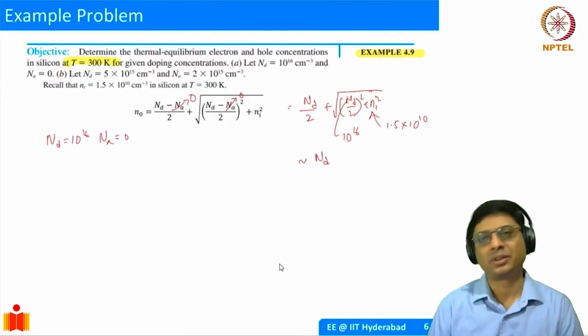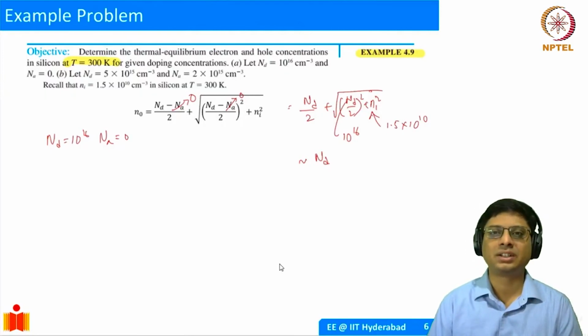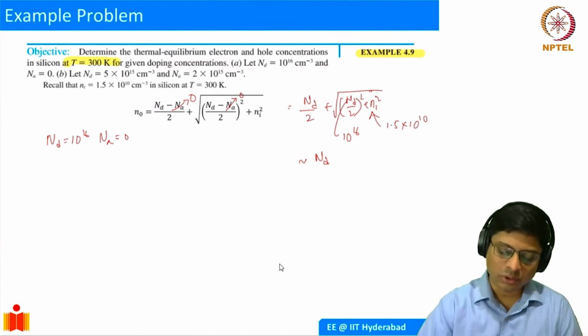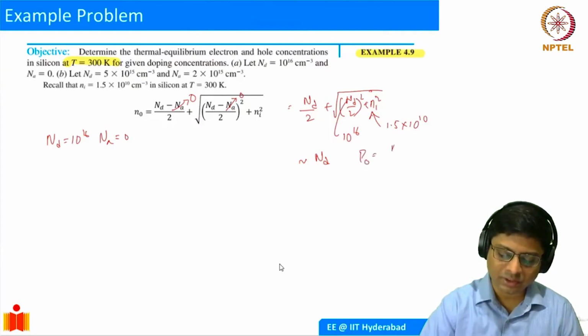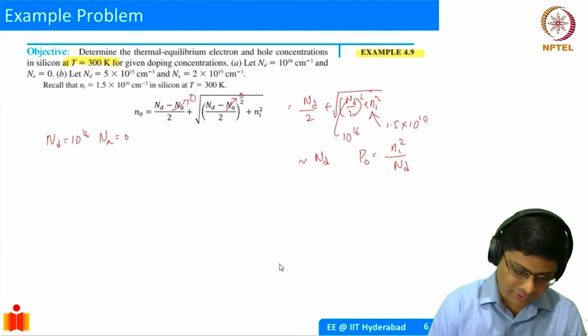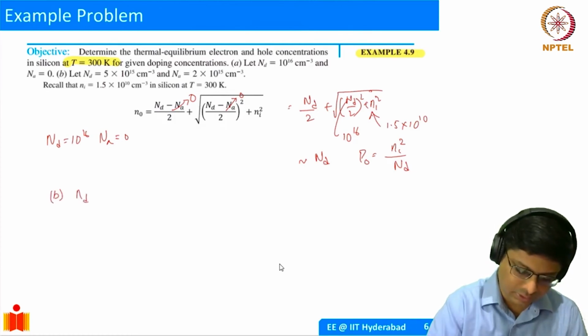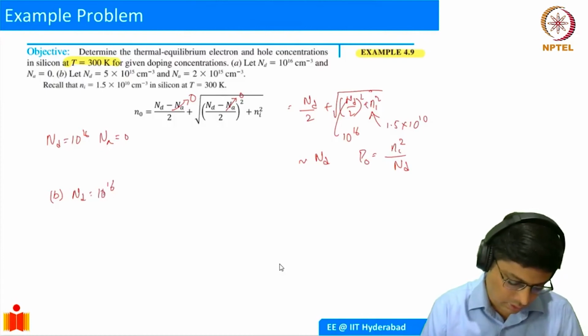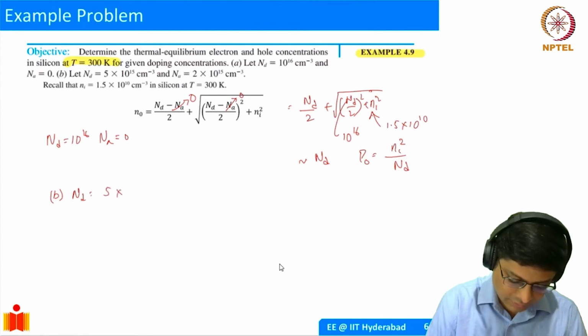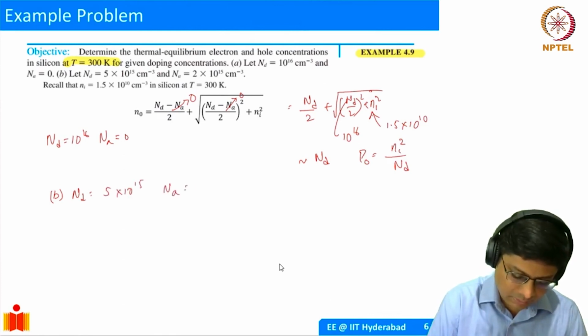So this will be almost equal to Nd. So basically, we got back the situation we had whenever you had only donor atoms, where we said the electron concentration is simply going to be Nd. And then what will be the hole concentration? P naught is going to be Ni square divided by Nd. This is the hole concentration for part A. But in part B, what we are saying is we are given that Nd, oh well, no, it's a different number, Nd equal to 5 into 10 power 15 and Na equal to 2 into 10 power 15.